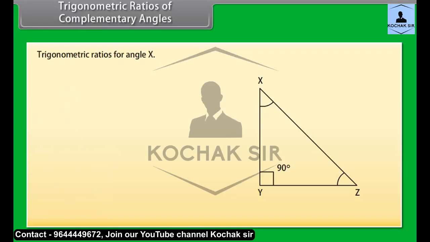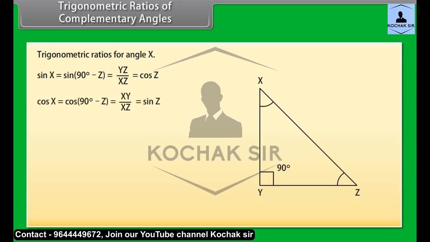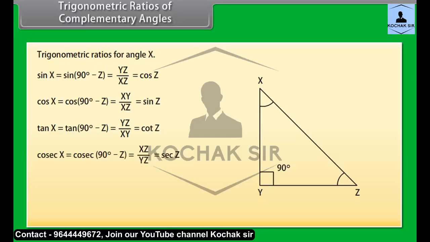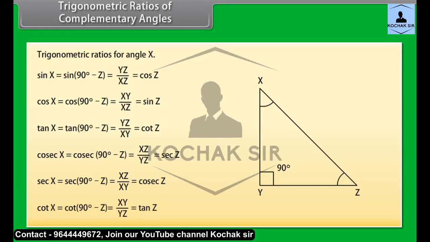Let us now list the trigonometric ratios of angle X. Sin X is equal to sin (90 degrees minus Z) equals YZ upon XZ equals cos Z. Cos X is equal to cos (90 degrees minus Z) equals XY upon XZ is equal to sin Z. Tan X is equal to tan (90 degrees minus Z) equals YZ upon XY equals cot Z. Cosec X is equal to cosec (90 degrees minus Z) equals XZ upon YZ equals sec Z. Sec X is equal to sec (90 degrees minus Z) equals XZ upon XY equals cosec Z. Cot X is equal to cot (90 degrees minus Z) equals XY upon YZ equals tan Z.